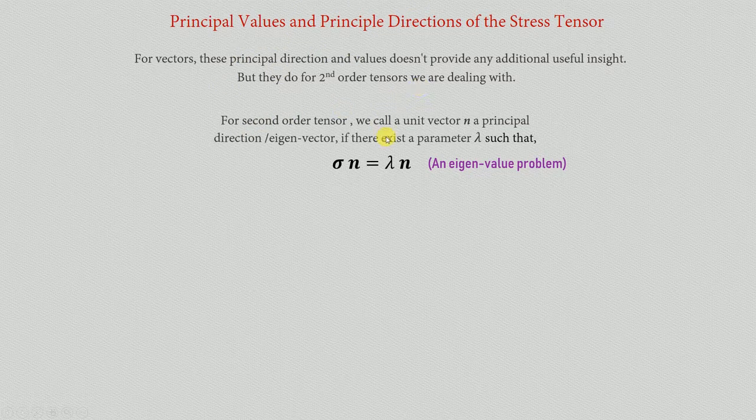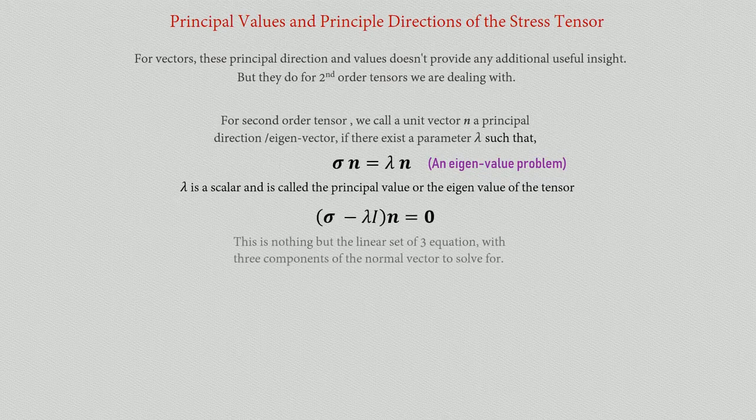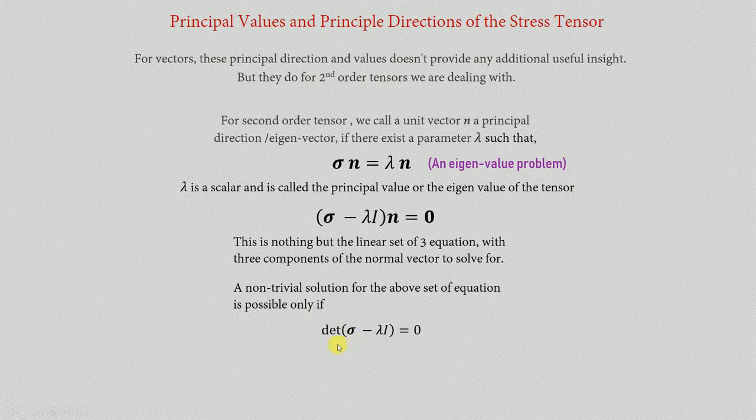You already know the meaning of this expression: the traction on this principal direction is parallel to the normal unit vector. Now you can take this lambda to this side, where I is an identity matrix for this system. This is a homogeneous system of equations. For a non-trivial solution, the determinant of sigma minus lambda I should be 0. This is just basic linear algebra. Solving it, we get a characteristic equation, which is a cubic equation in lambda, because we have 3 rows and lambda is in each of the rows.